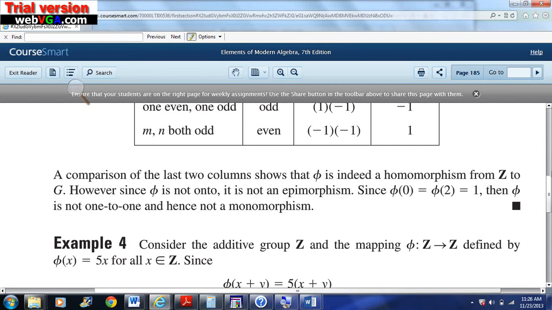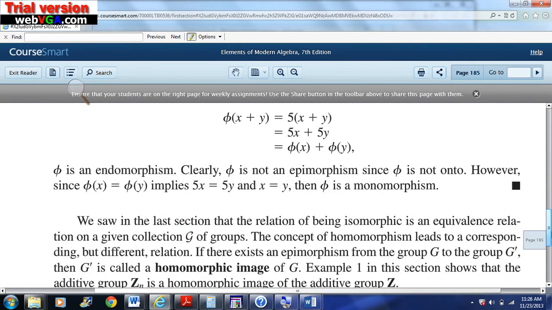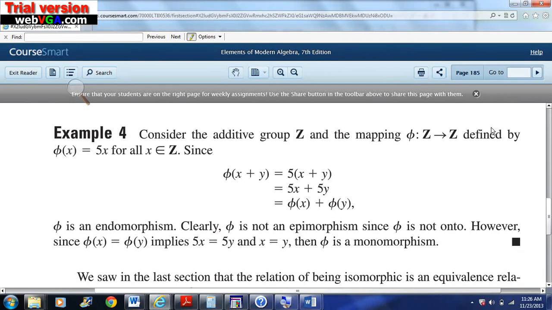Now let's look at example 4. Consider the additive group Z and the mapping phi that maps Z into Z. So it's mapping the integers into the integers, defined by phi of x equals 5x for all x a member of Z. Since phi of x plus y is equal to 5 times x plus y, which equals 5x plus 5y, which equals phi of x plus phi of y, the aforementioned property holds and is true. Therefore, phi would be a homomorphism.